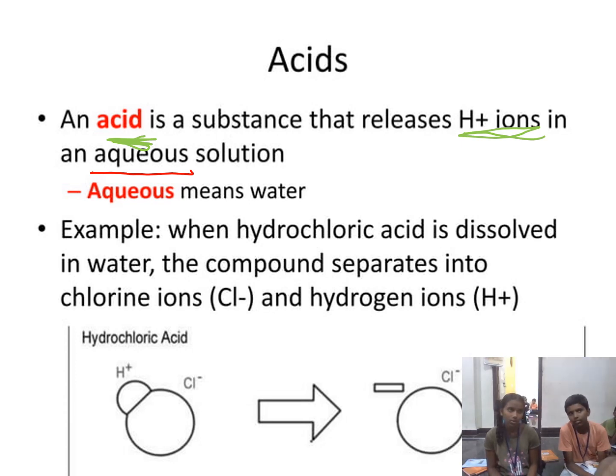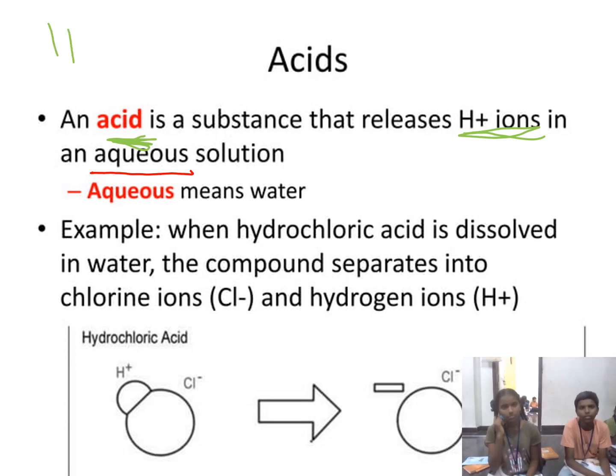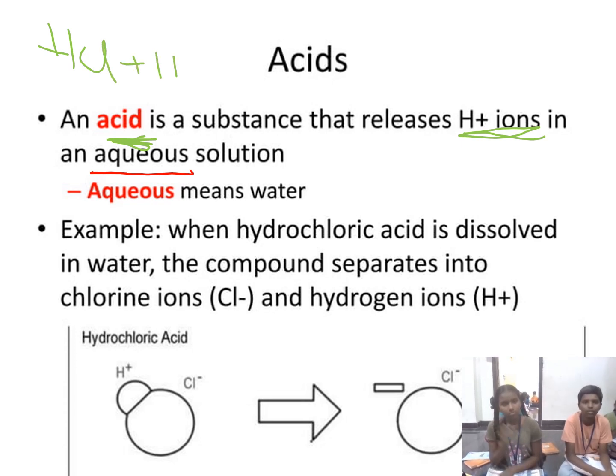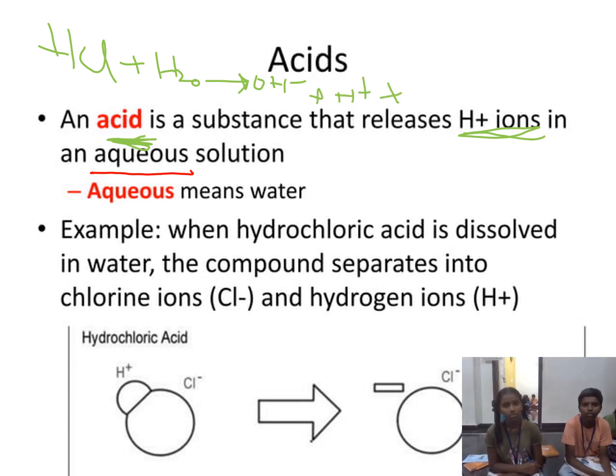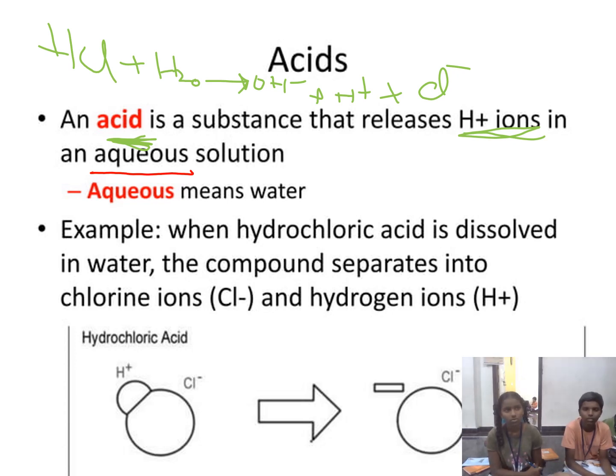Aqueous means water. For example, when hydrochloric acid is dissolved in water, the compound separates into chloride ions and hydrogen ions. So hydrochloric acid contains HCl. If HCl is dissolved in water, H2O, it forms H plus ions and Cl minus ions. H plus and Cl minus ions are diffused in the water. Okay.